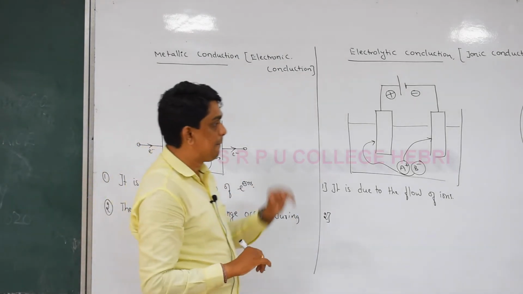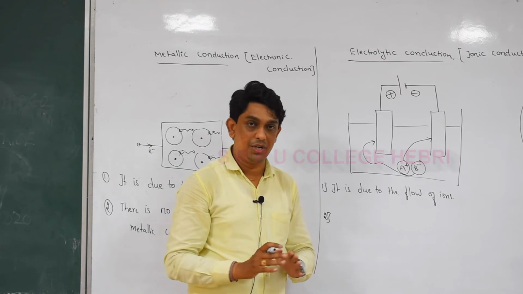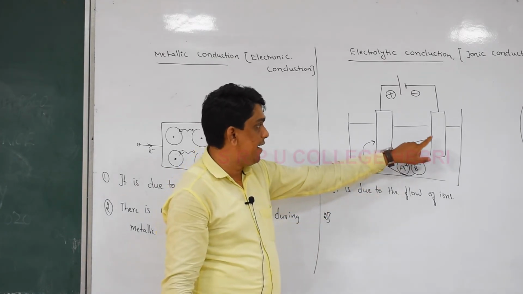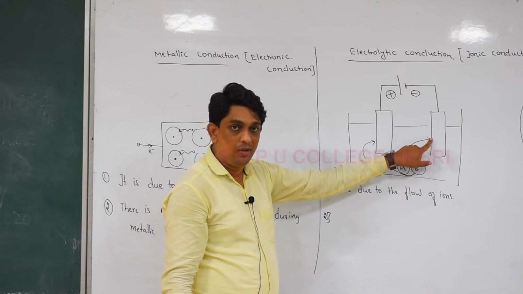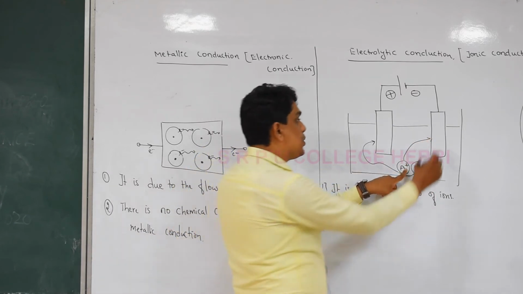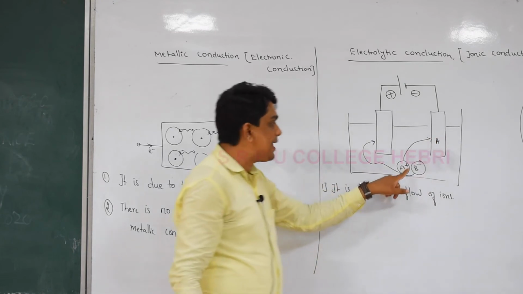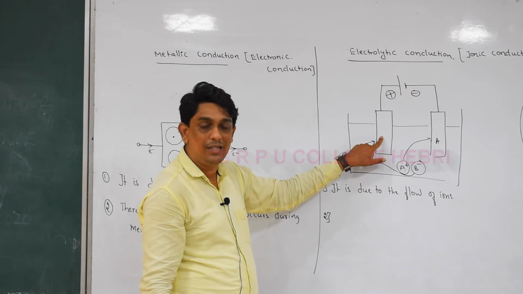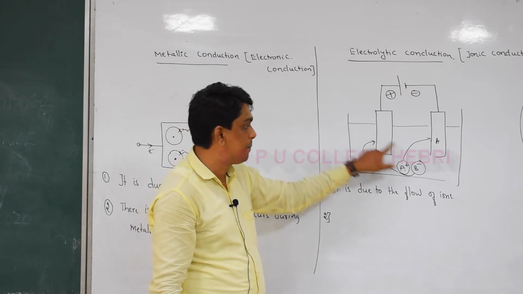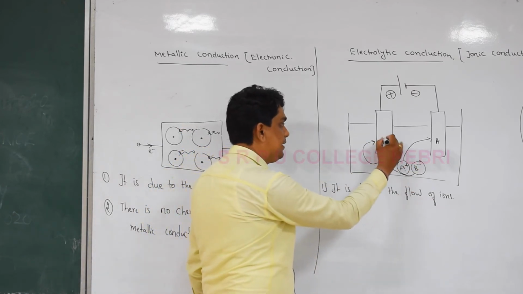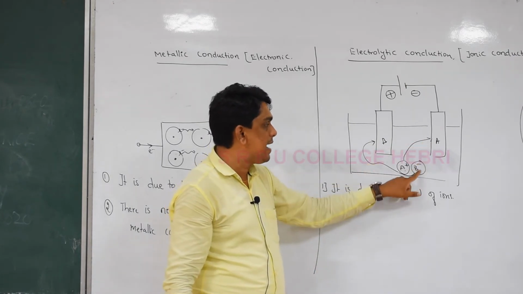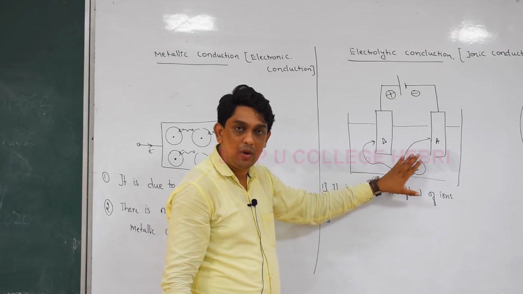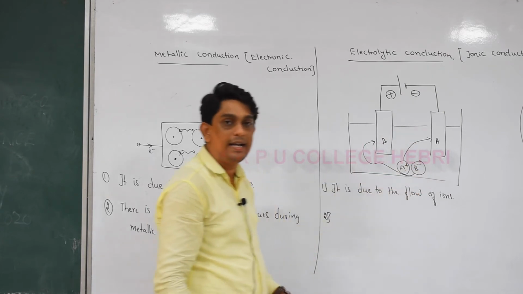Please see this. During ionic conduction, during electrolytic conduction, A plus goes to the negative electrode; positive and negative, it will become neutral. You can see during ionic conduction, B minus goes to the positive electrode; plus and minus become neutral. Can you see A plus becomes A and B minus becomes B? A chemical change is happening during the electrolytic conduction. So that is what we are writing as a second point.